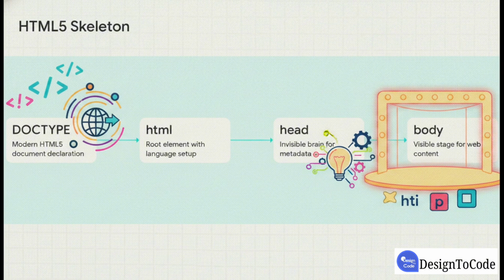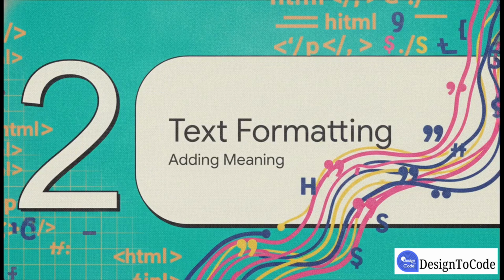Inside that root, we have 2 main zones. Think of the head tag as the invisible brain working behind the scenes. It holds the meta tags and the page title. Then you've got the body. This is the visible stage. If you want a user to actually see something on their screen, no exceptions, it must go inside the body tag.